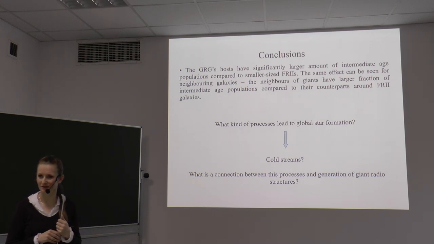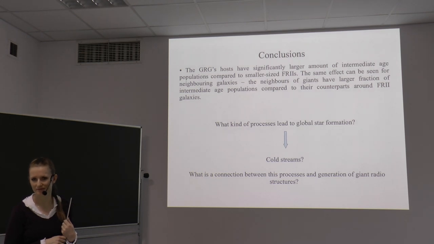Cooling flows in the clusters. It's heated X-ray gas which cools and then tries to settle. But this is initially X-ray gas, while cold streams are really intergalactic. So they come from outside the galaxy cluster, even, yes?